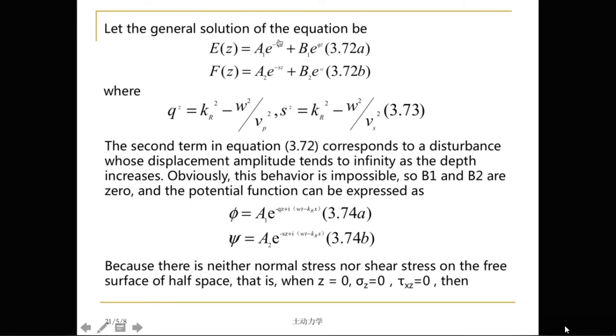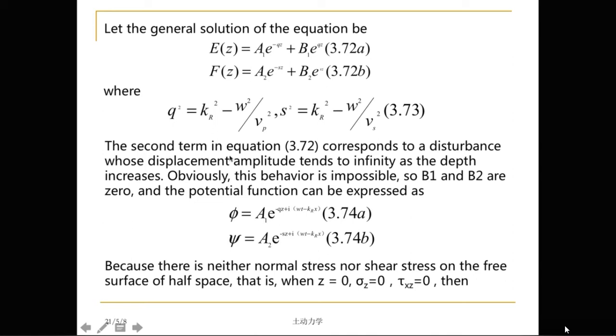Let the general solution of the equation be Ez equal to A1 times e to the power of negative qz plus B1 times e to the power of qz, and Fz equal to A2 times e to the power of negative sz plus B2 times e to the power of sz, where q squared equals kr squared minus omega squared over vp squared, and s squared equals kr squared minus omega squared over vs squared.